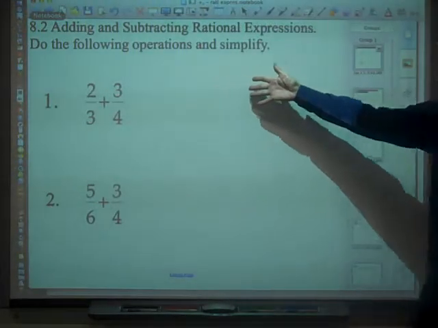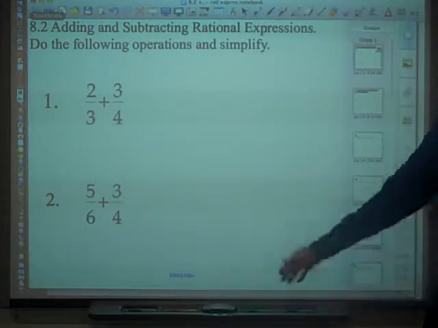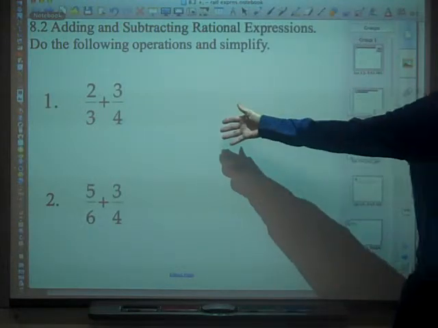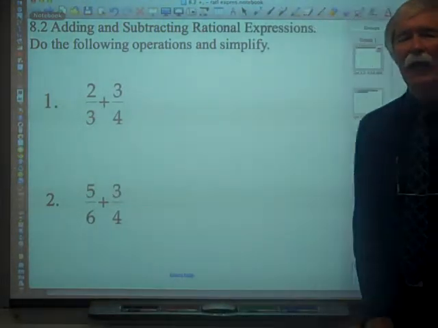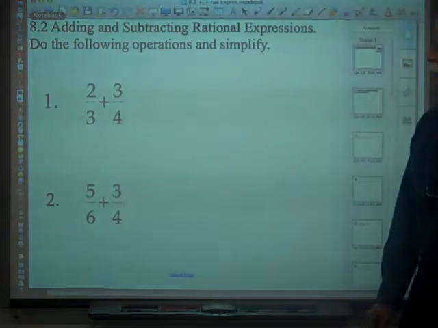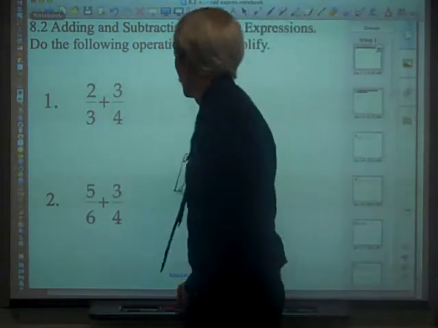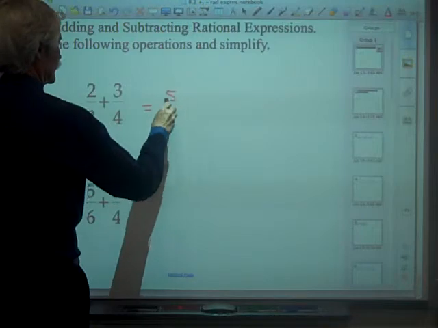Adding and subtracting rational expressions. This is just fifth grade practice on adding fractions. How do you add fractions? Can you add? You just add.